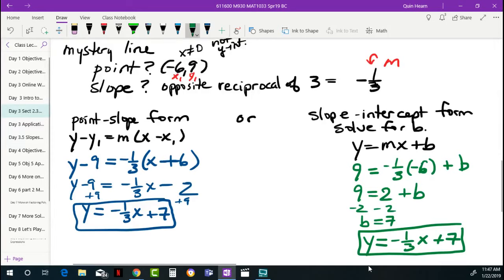Okay, so in short, if you want to write the equation of a line, you need a slope and a point. But they don't always give you that information directly. They can give it to you in various forms, including telling you that the line you're looking for, your mystery line, is parallel or perpendicular to another line.